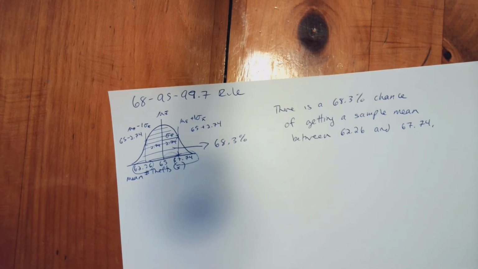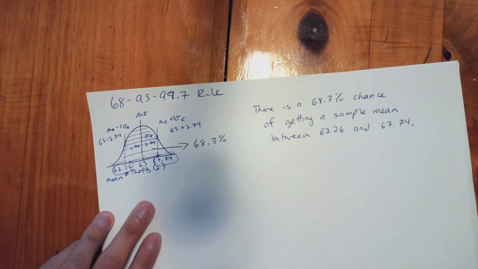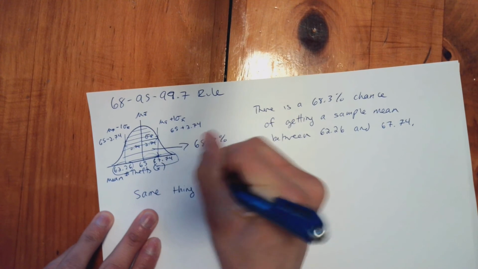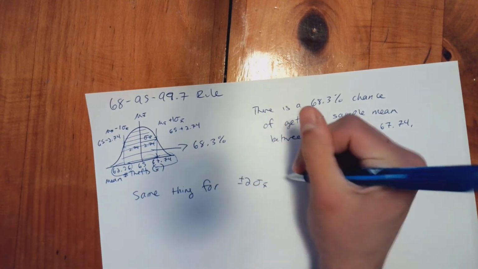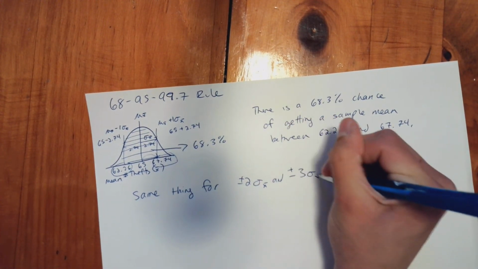So in our 30 stores that we sampled, there's a 68.3% chance that the mean for those 30 stores is going to be between 62.26 and 67.74. And so you could do the same thing going out 2 or 3 standard deviations as well. And I'm not going to go through the example now, but I'm going to write out here, same thing for plus or minus 2 standard errors and plus or minus 3 standard errors.